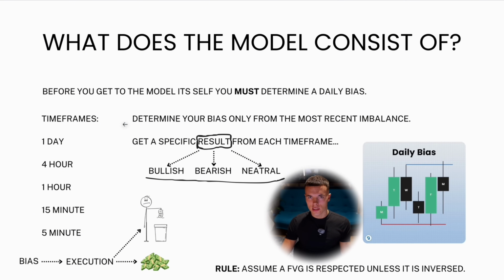So the way that we actually determine bias specifically, which is the most effective and simplistic way that you can possibly determine bias, is by starting on a daily time frame and understanding what imbalance we are currently in. Is it bullish, bearish, or nothing?